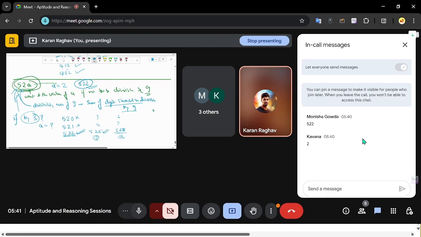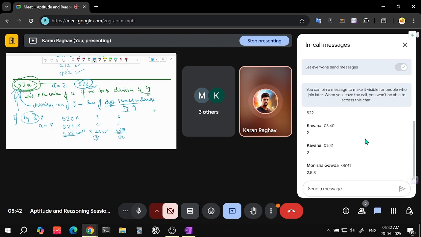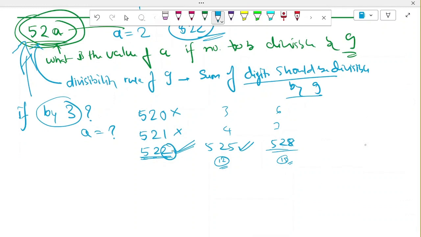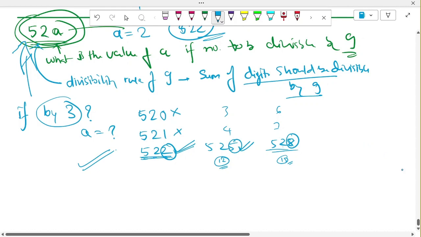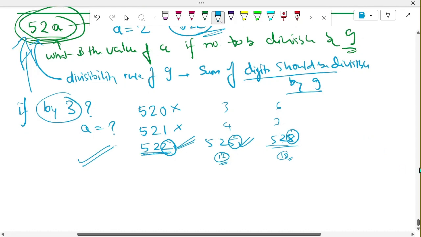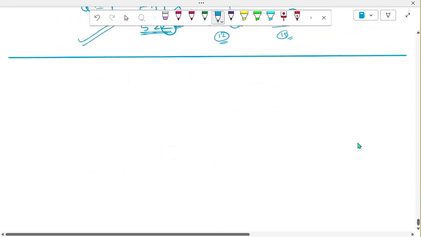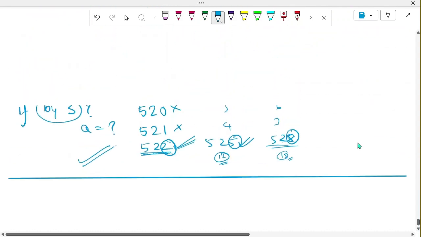So, now can you tell me what is the possible answer of a so that it is divisible by 3? Yes. Monisha has given the answer. It is 258. Yes. 258. That's correct. Right. Now we'll solve another question. These all are applications of divisibility rules. Meaning you need not check for all the possibilities of a. You can simply find out what can be the value of a just by using the divisibility rule. Okay.